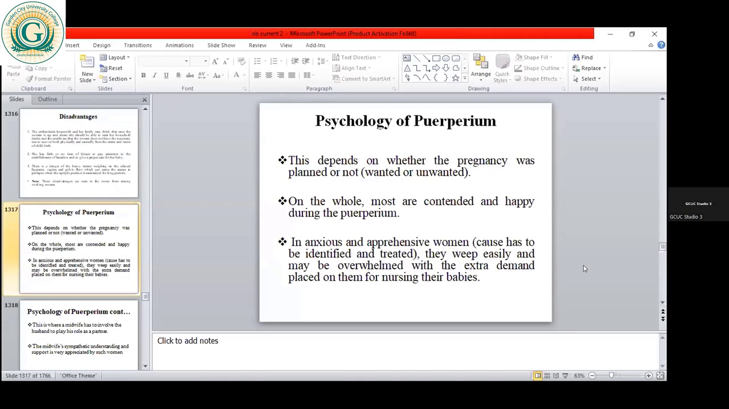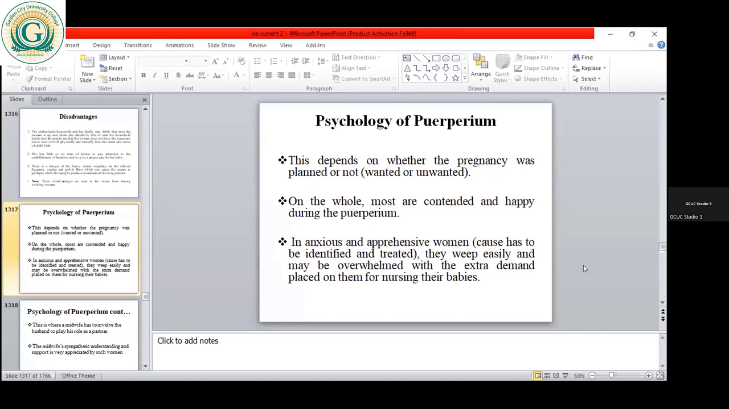No woman gets pregnant without knowing what she did to get pregnant. If you are in an active period of menstruation, you know very well that when you menstruate, there's a likelihood of getting pregnant. Anytime you get pregnant, it's not an unwanted pregnancy, because it affects the psychology of the woman after delivery. On the whole, most are contented and happy. Unless the woman has a psychological problem at home, she lacks the pregnancy. Let's be on the lookout and see whether this woman we are nursing lacks the pregnancy, the baby or not.